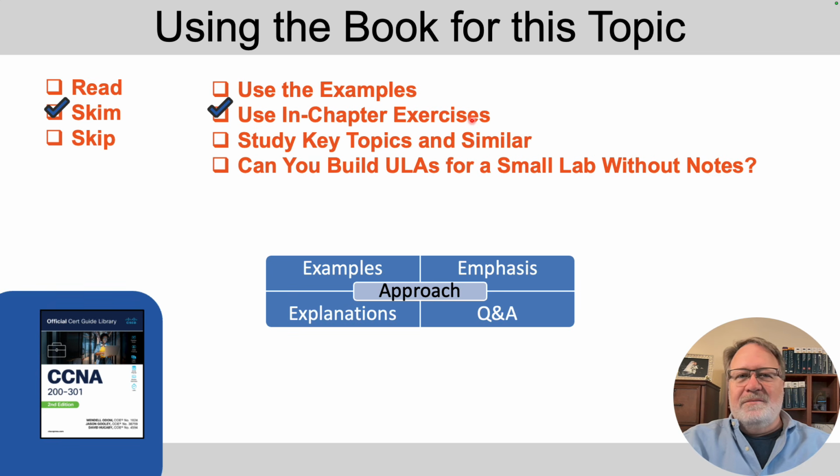And really the bar you want to ask yourself, can you do this, to self-assess is, can you build ULAs for a small lab without notes? If I said, get out a blank piece of paper and a pen and draw a small topology like you might build in lab and make up some ULAs for that. Use your brain as your random number generator for the global ID. Could you build out ULAs for that lab? All right, so that's the kind of thing I'm talking about. So think about that for yourself.